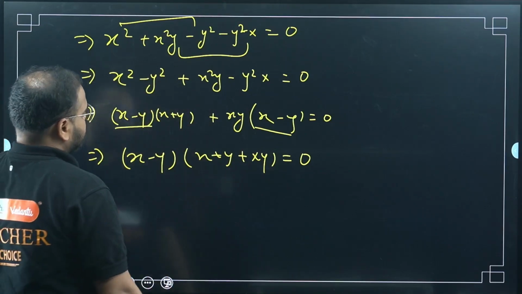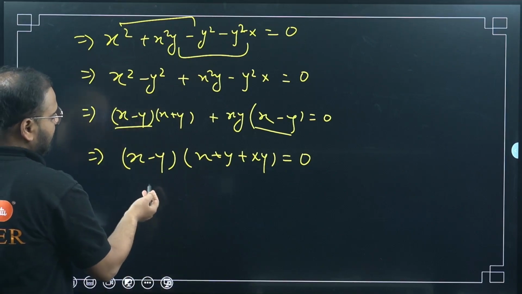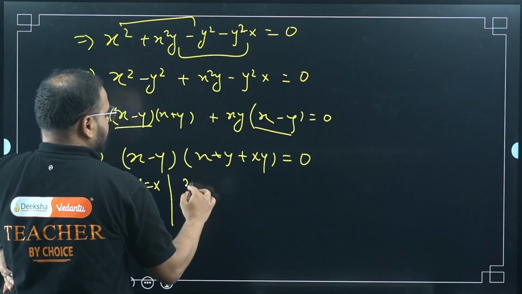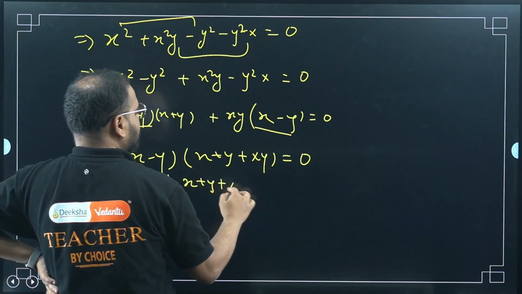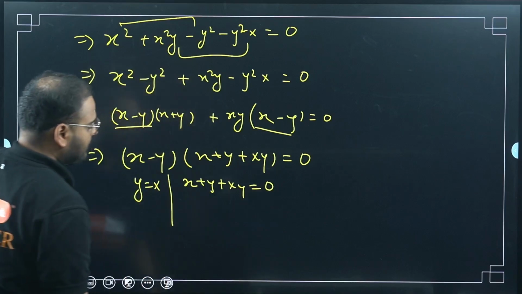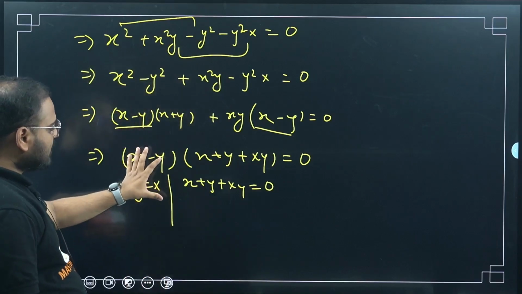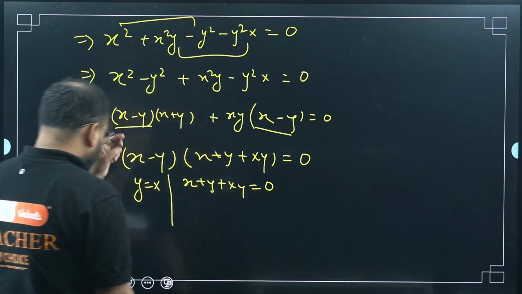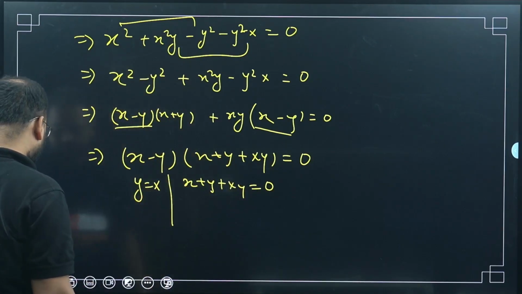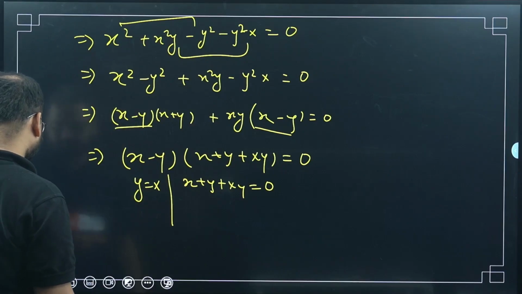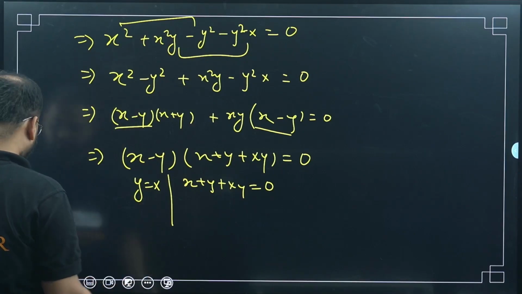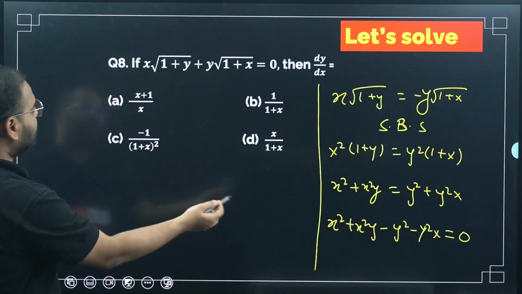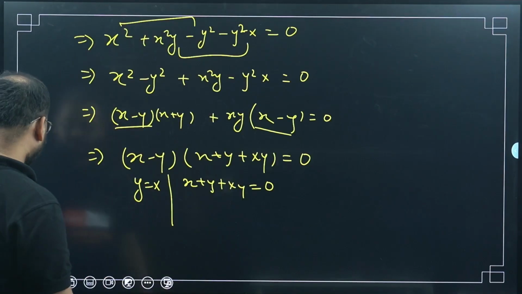So basically from here, if you see, I have two conditions. One is y equals x, the other is x plus y plus xy equals 0. Correct? So from here, if you put this equal to 0, you'll get y equals x. The other one is x plus y plus xy equals 0. Let's differentiate this part. Over here what are you going to get? Simply 1. None of the answers is like this. So we are looking to find the derivative of that part.